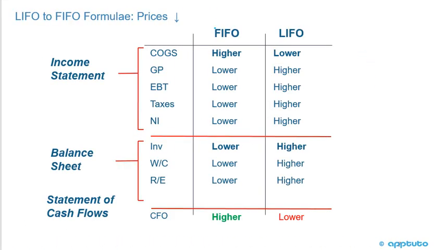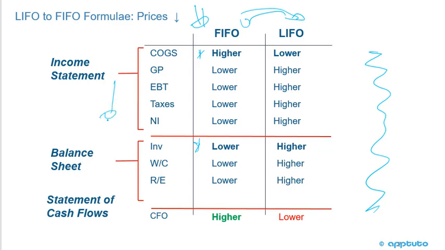So this is the same chart, but it's when prices are falling. So what did I do? I just changed the labelings of the columns. So in this case, as we saw, FIFO has the higher cost of goods sold and the lower inventory, so everything's the opposite. But I took off the formulas for adjusting from the LIFO to FIFO because that was for when prices were rising, okay? So it's the same story here with regards to the different ratios and the impact.